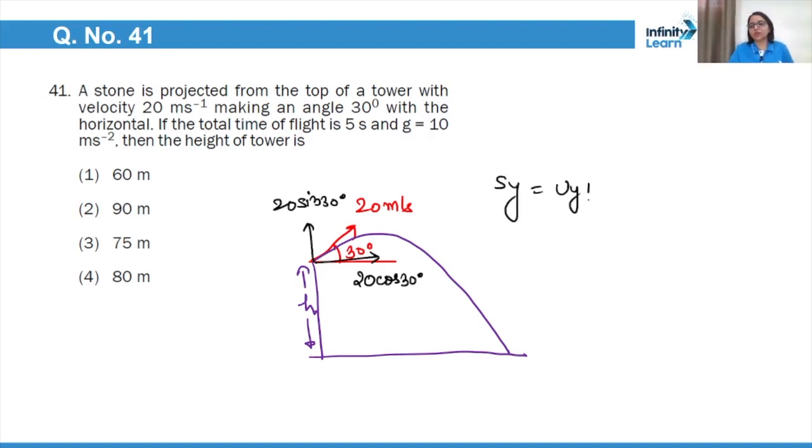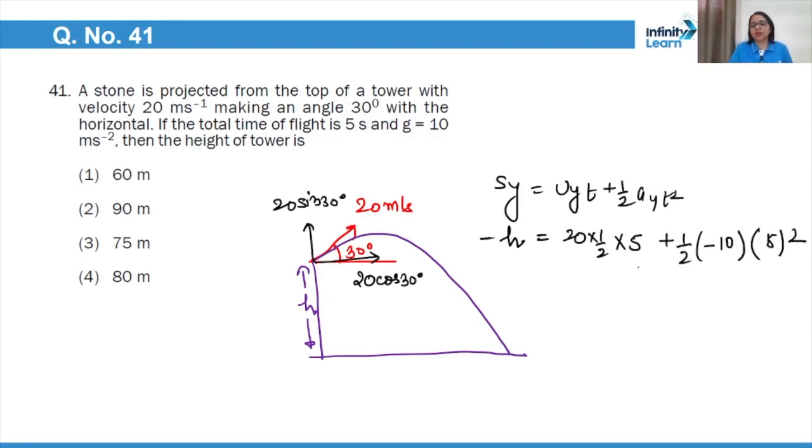Sy is equals to uyt plus half ay t square. Sy is minus h because it is in the opposite direction of initial velocity. Uy will be 20 sin 30 degree, which is equal to 20 into 1 by 2. Time is 5, plus half ay will be minus g into t square, which is 5 square. So this will give you the value of height as 75 meter.